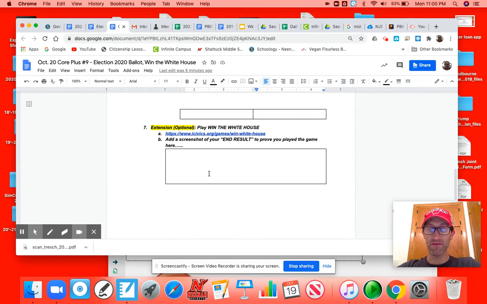At the end, if you have time, and it is optional, meaning you don't have to do it, you could play Win the White House. And if you're interested in earning an extension credit, which is a big deal, parents like to hear this stuff at conferences, you should play that iCivics game. Go to the end and take a screenshot and submit it right here. Again, it's optional, it's not required.